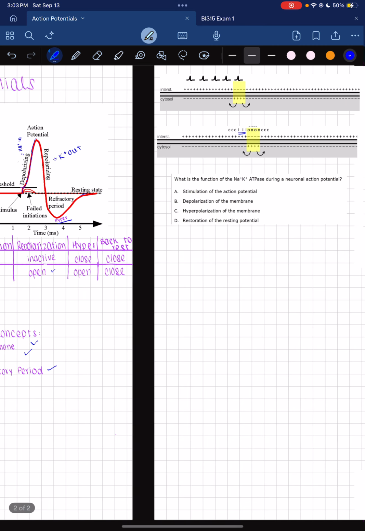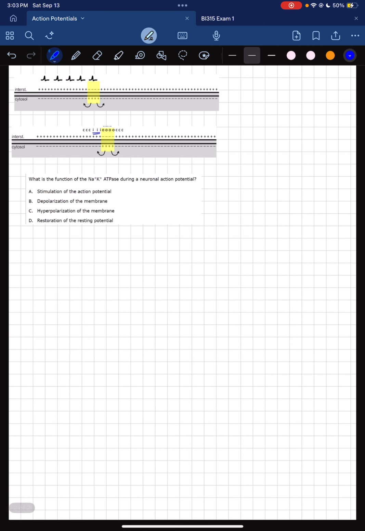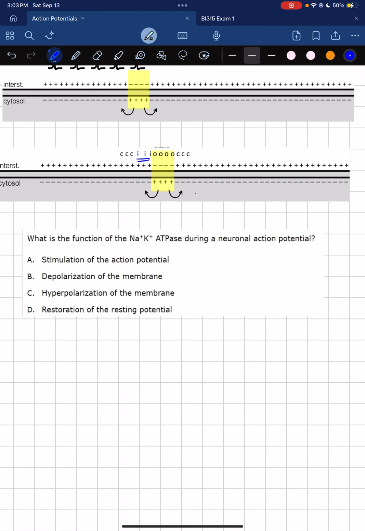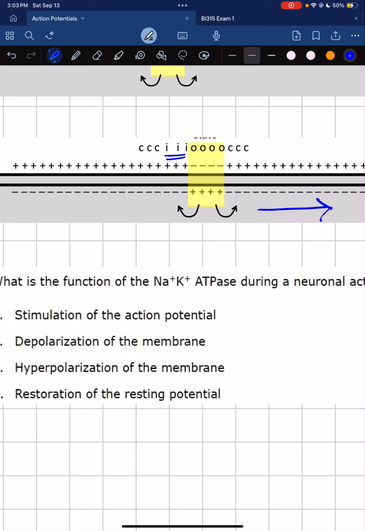The MCAT loves this because it explains why action potentials can only travel in one direction. The area just behind the action potential is in its refractory period, so the wave can only move forward, as we can see here.